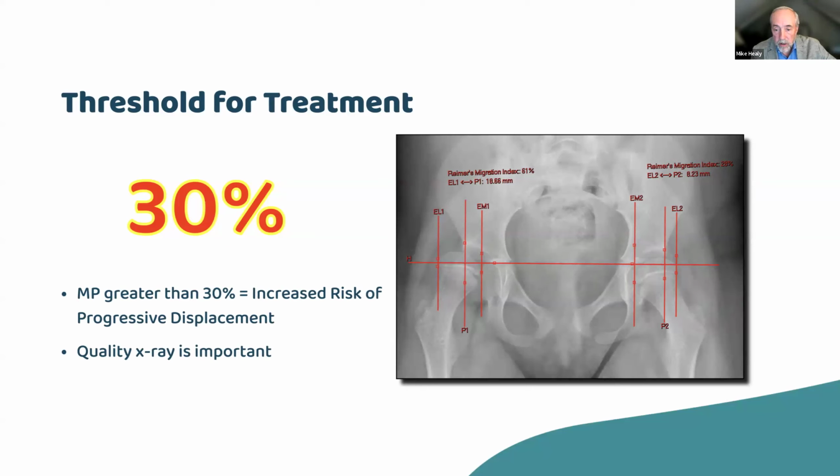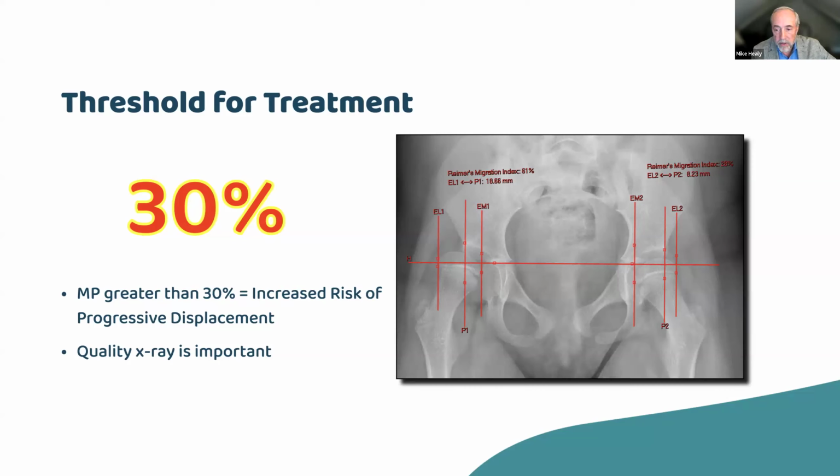This is a measure. Our PACS system has some nice tools in it to measure that. You can see the Reimer's migration index on the left hip is 28%, and on the right hip is 61%. So two very different looks at how hip displacement can appear, and what level of dysplasia, and then how to measure that.